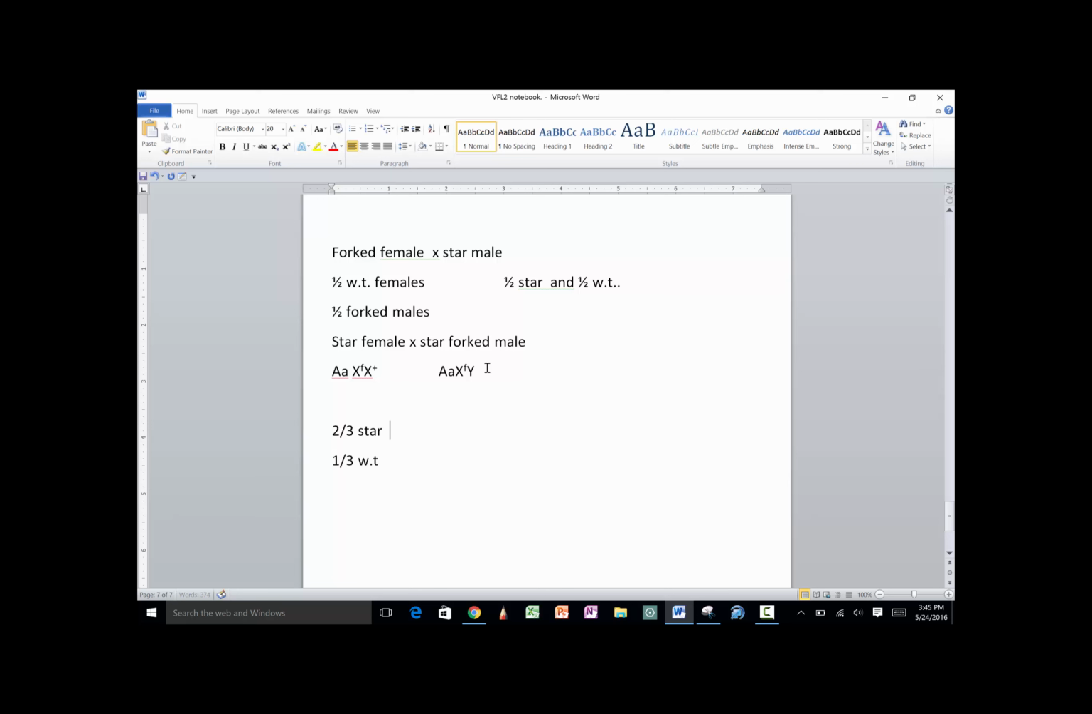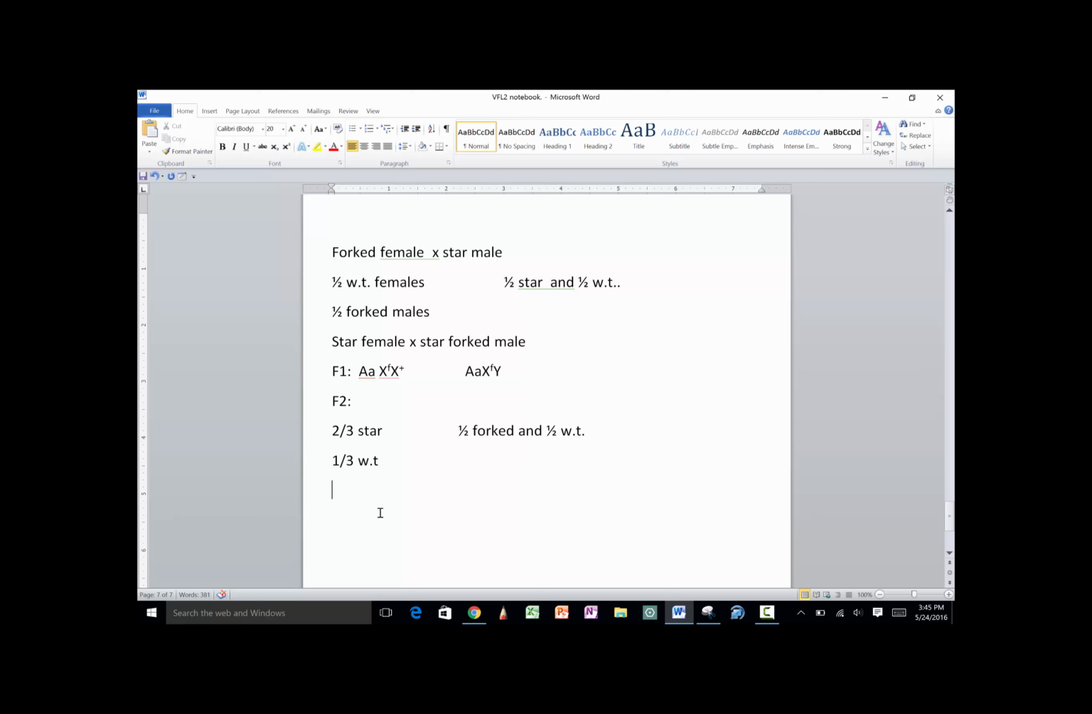And then what we also expected for forked, when we did it this way, is 1/2 forked and 1/2 wild type, regardless of sex. So then we're doing forked a different way. We're taking forked female cross to a wild type male, and we see the difference in the F1. Now this is the F2. We're taking our F1 cross and doing an F2, and now we get 2/3, 1/3, and then 1/2, 1/2.